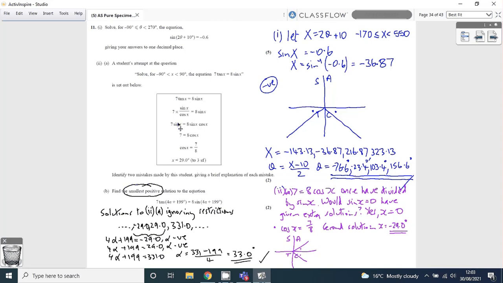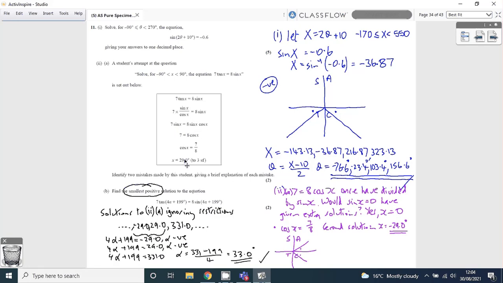I'm dividing through by sin x rather than perhaps just rearranging and factorizing. So I'm losing my solutions for when sin x equals 0. Do I get any solutions from sin x being 0? Well, yes, I do, because sin of 0 is 0, and that's within my range. So I'm losing the solution x equals 0. So that's the first error, the loss of a solution by dividing through by sin x.